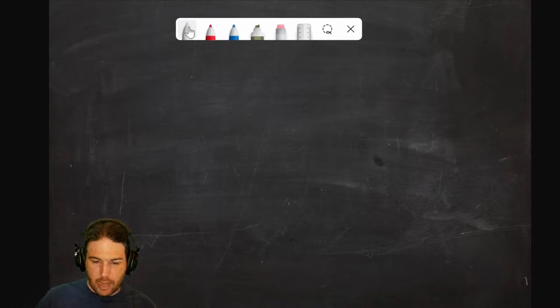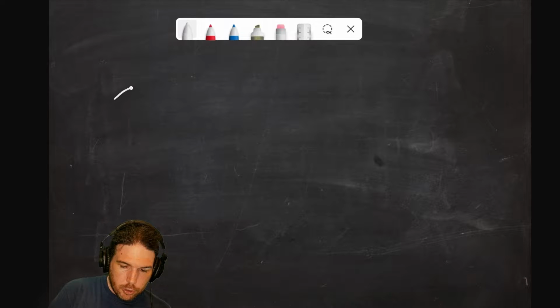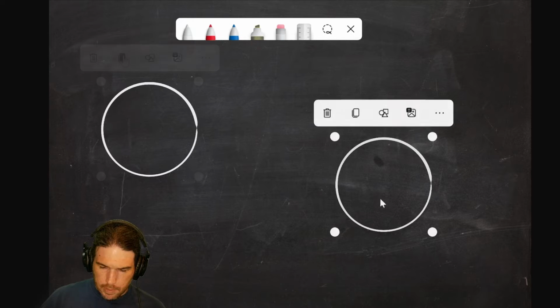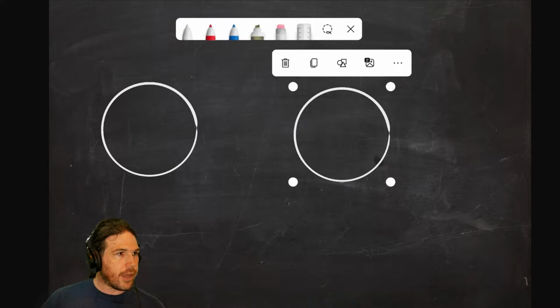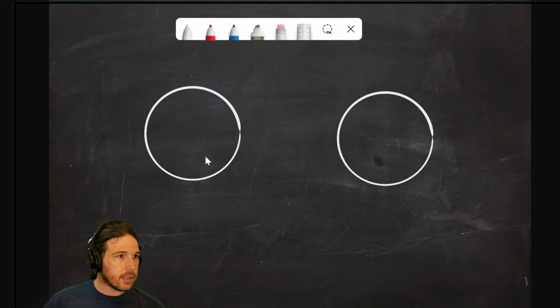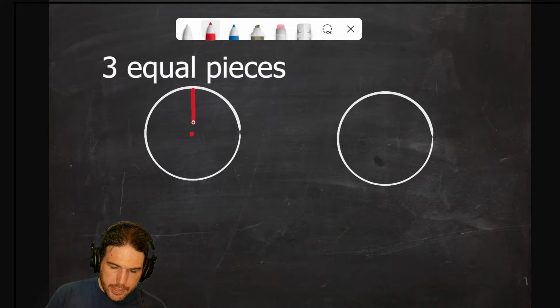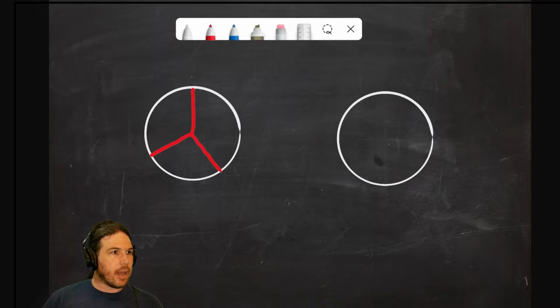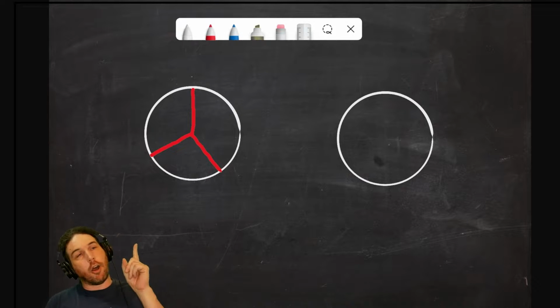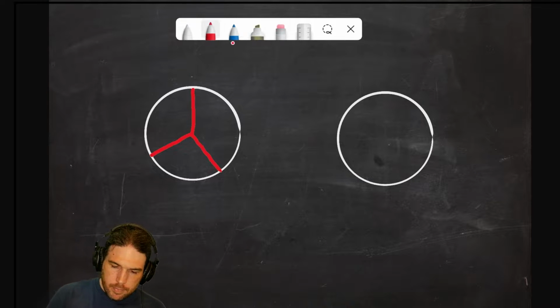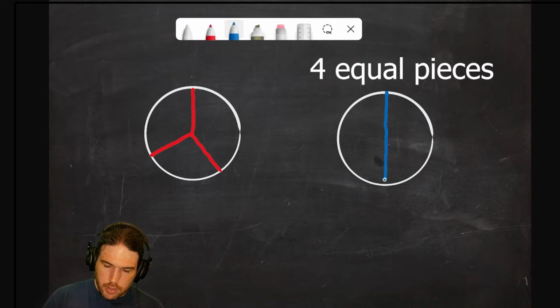But for now, let's say we've got 2 pizzas, and I'm just going to go ahead and copy and paste. So we've got 2 pizzas that are the same size right there, okay? And let's say that one of them is cut into 3 more or less equal pieces, okay? I'm not a perfect artist. Those are definitely not 100% equal, but we'll figure it out. The second one is cut into 4 equal pieces.